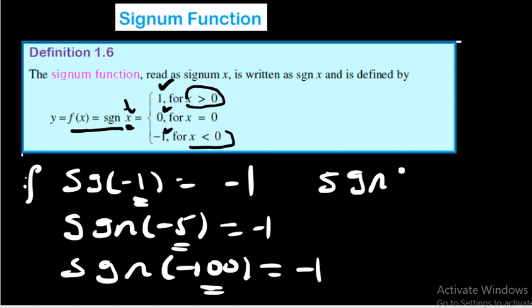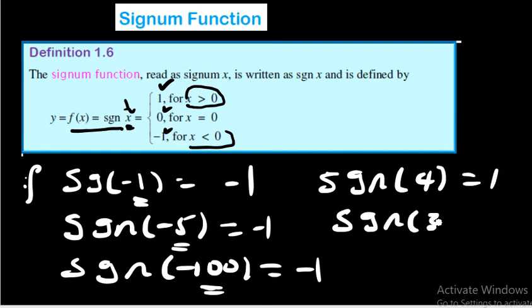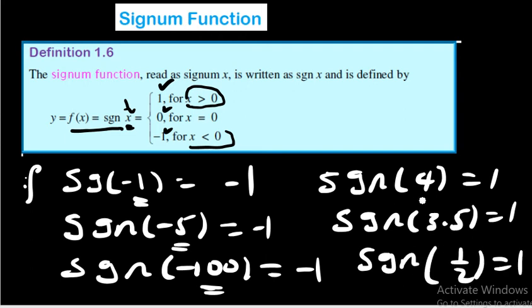Signum of 4 is 1. Signum of 3.5, still 1. Signum of 1/2, still 1. For any positive real number taken as an input, the output will always be just 1. So remember the restriction here: for any negative input, the output will be -1, and for any positive input, the output will be 1.